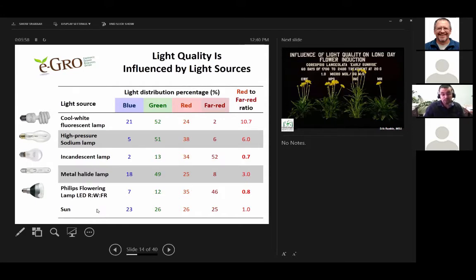Now, if you're ever wondering about the sun, in terms of sunlight, we can see that we have nearly identical light quality in terms of blue, green, red, and far red light. So we have a red to far red ratio of about 1 to 1.1.